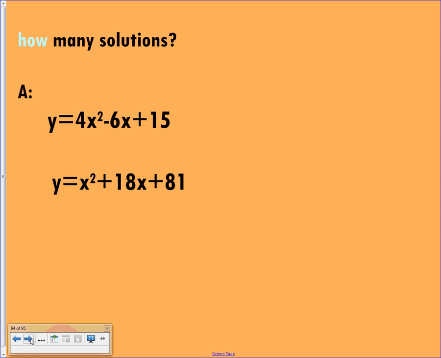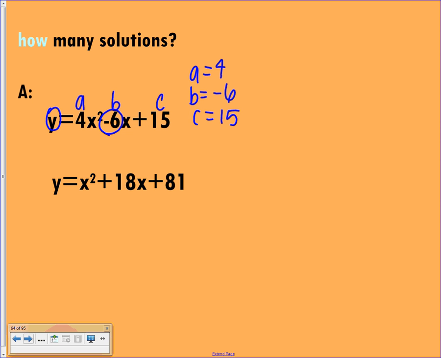Example A says how many solutions. So again, all we care about then is the discriminant, and it is set equal to 0. In that order, A is the number on the x squared, B is the number on the x, and C is the number at the end. So in this example, A is 4, B is -6, and C is 15. Make sure when you're looking at it, you are looking at the sign in front of it.